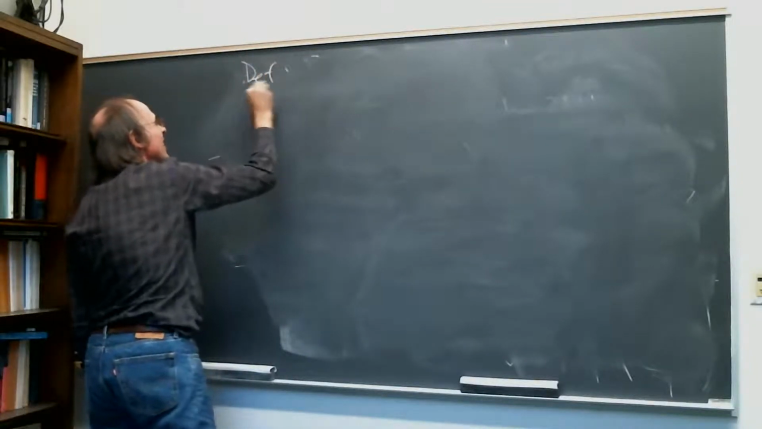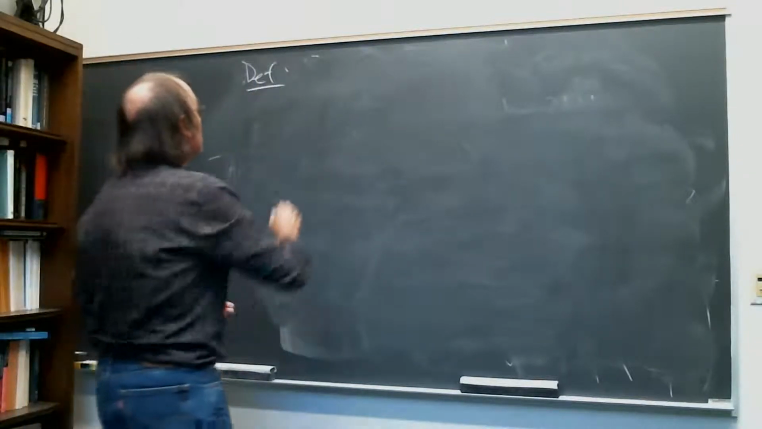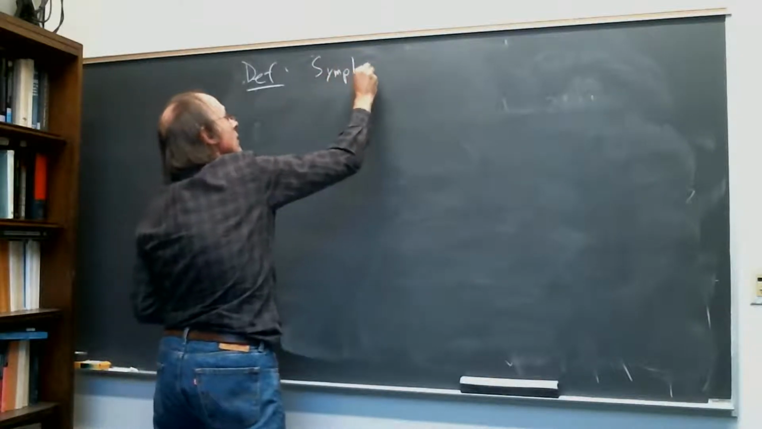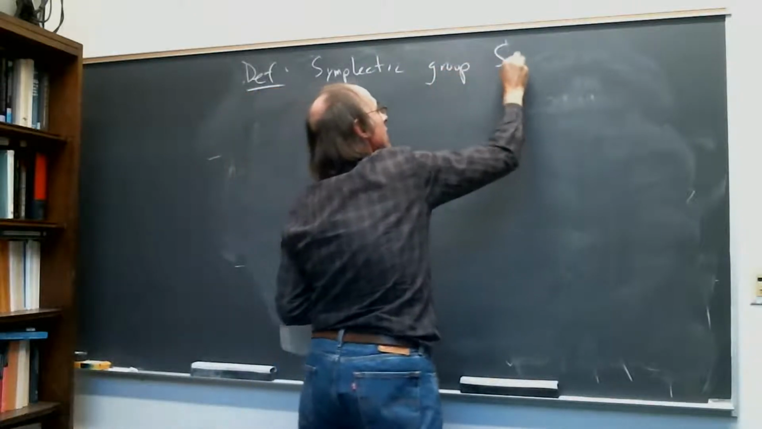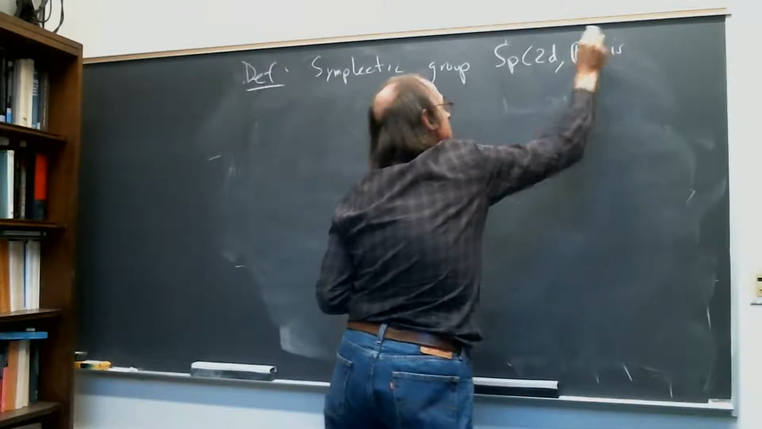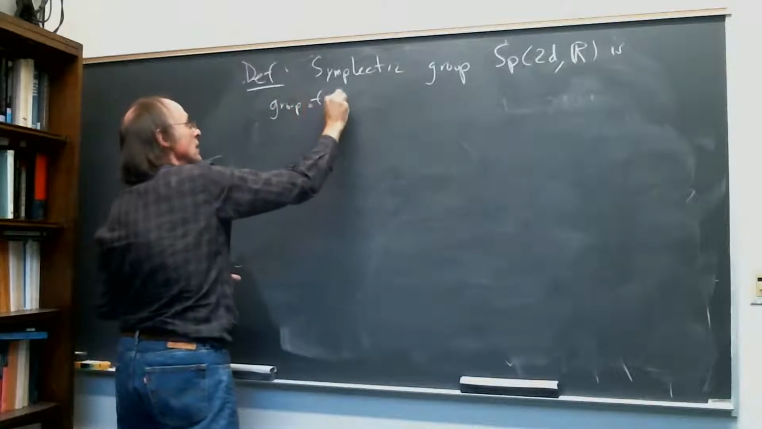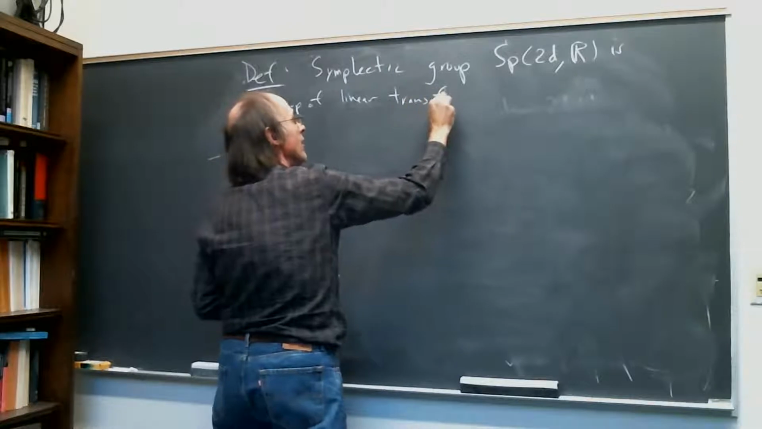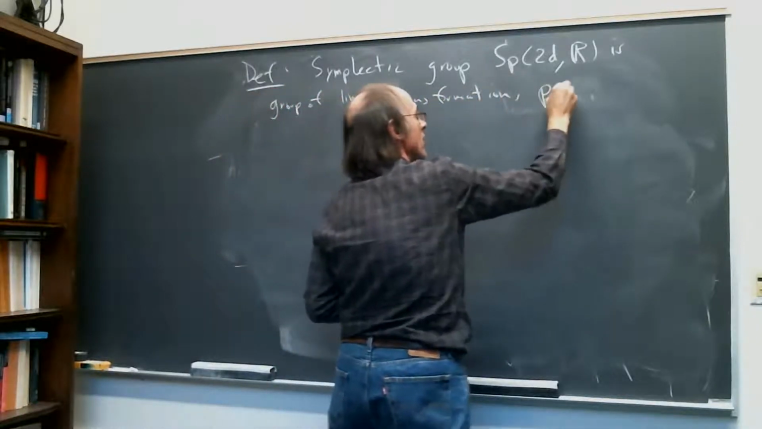Definition. The symplectic group Sp(2d, R) is the group of linear transformations preserving omega.